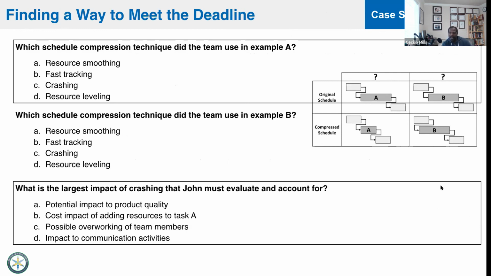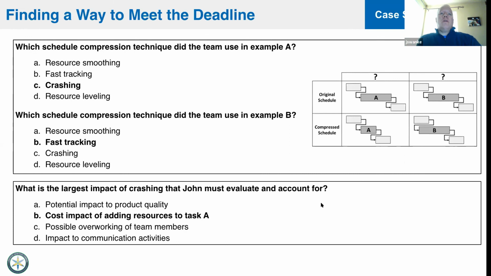Let's see, in example A, schedule crashing technique. Crashing. Okay. What did the team use in B? Fast tracking. Okay. And then what is the largest impact of crashing that John has to evaluate and account for? Cost impact. Good.